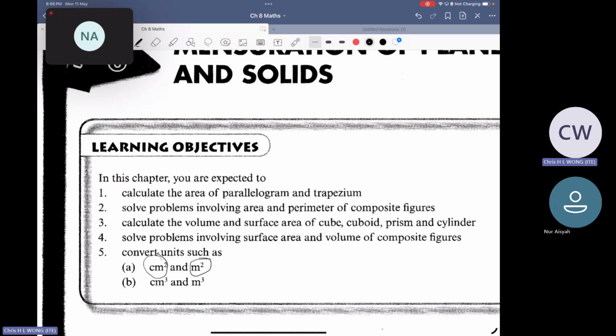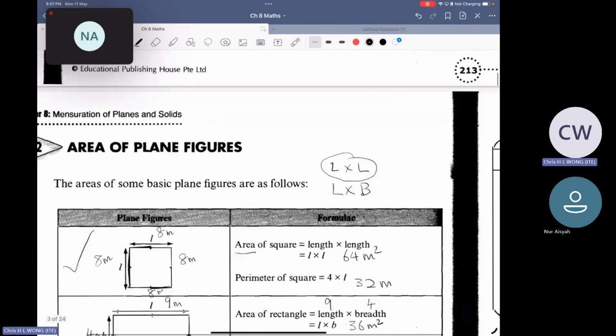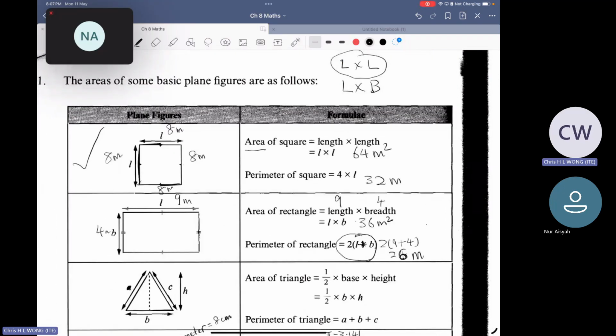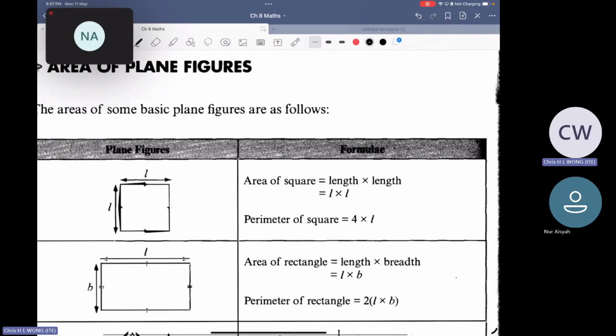All good so far? Area. But area, remember, always square. Just remember, always square. Yeah. Okay, right? Move on. Clear this? This one you must remember, okay? Let's start with this, yeah?